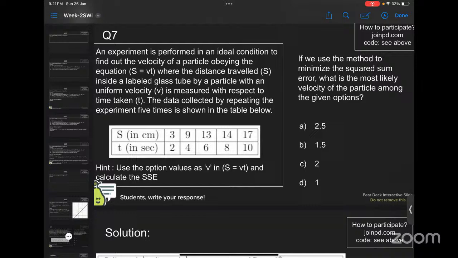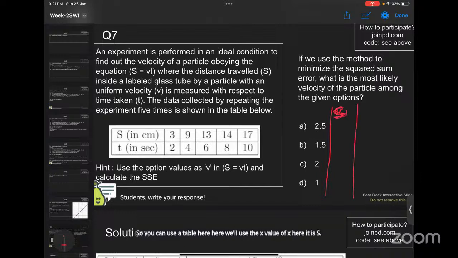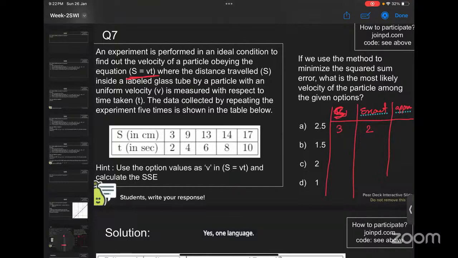So we can use a table here. Here we'll use the value of x, then we will use the value of the exact data and the approx. So the first input is 3, and the first exact output is 2. And what is the approx output? We have the equation given here, right? So what is the approx output? 1.5. That means the value of t.